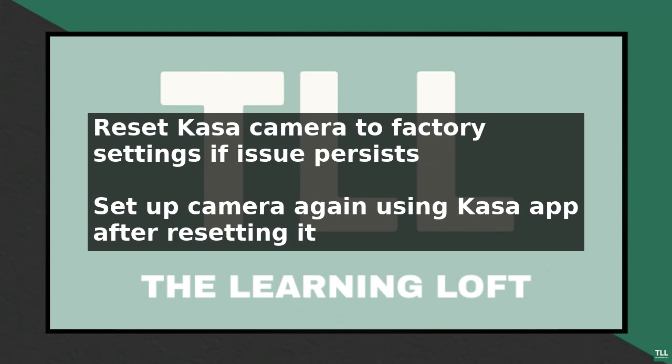After resetting the camera, you will need to set it up again using the Kasa app. This will involve reconnecting the camera to your network and configuring its settings.